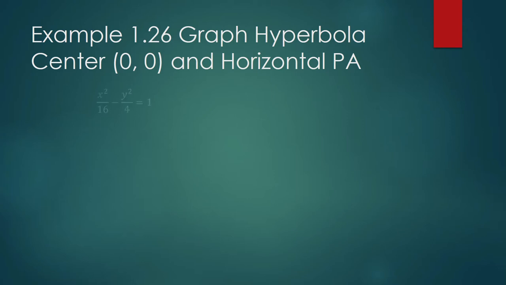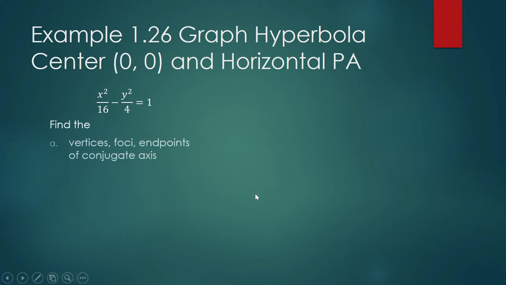Before we can sketch the graph of the hyperbola, we must pay attention to many things: the vertices, the conjugate axis, the transverse axis, and also the asymptotes. So we must produce those things. Given this equation of a hyperbola with center at the origin, find the following: the vertices, foci, points of the conjugate axis, and the asymptotes.